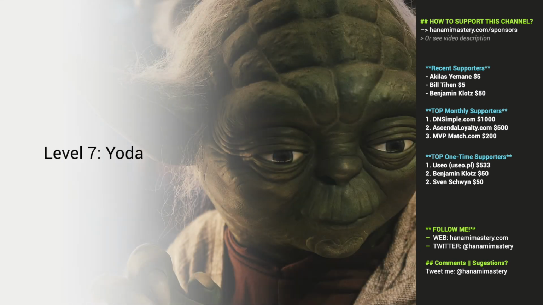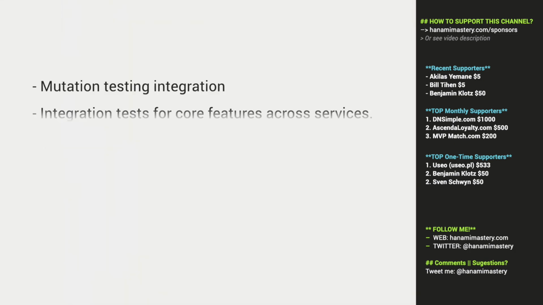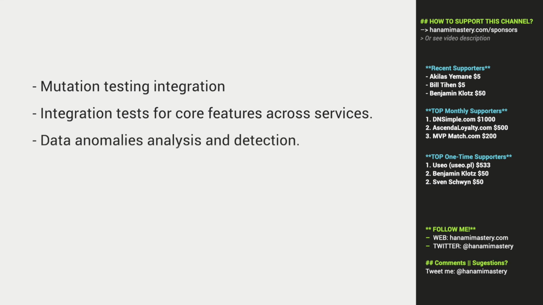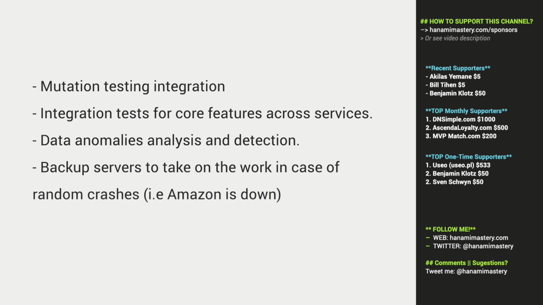The final level of test coverage is when you get it all. Mutation testing, integration tests for core features, real flow across services, data anomalies analysis and detection, backup servers to take on the work in case of random crashes. For example, Amazon is down, and so on. Decide for yourself how realistic it is. The key here is to have the wisdom to decide what is needed and why, as well as which points should be skipped for now or forever.